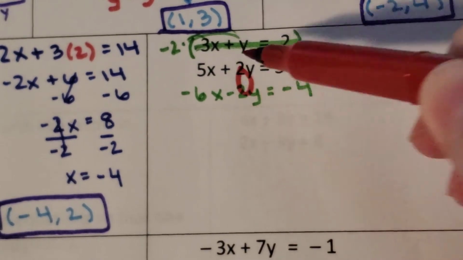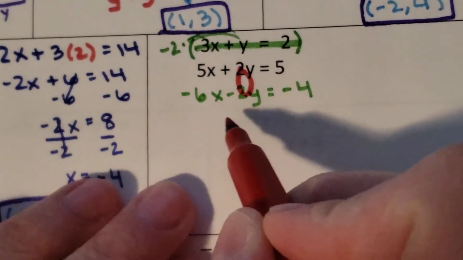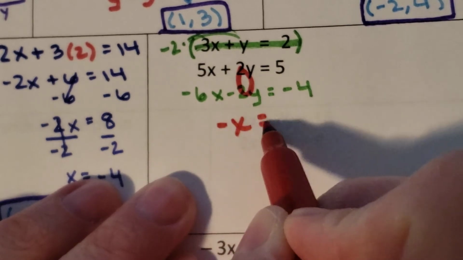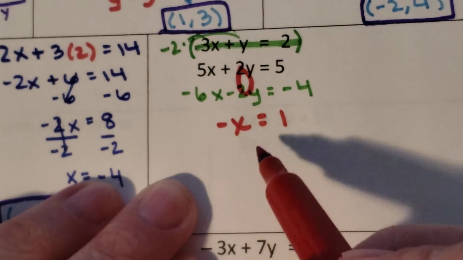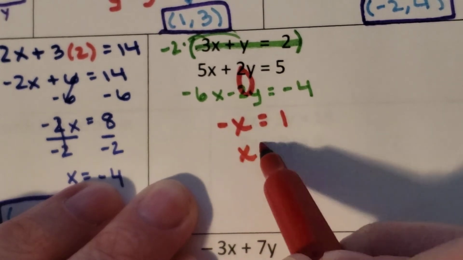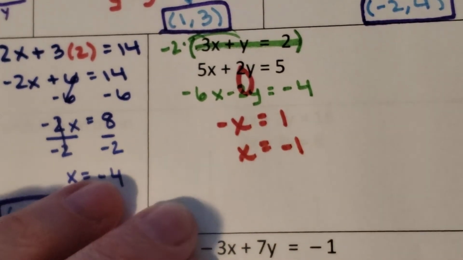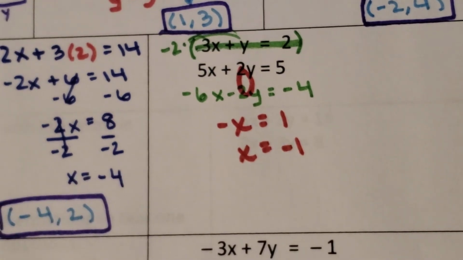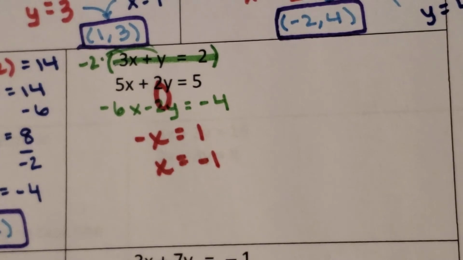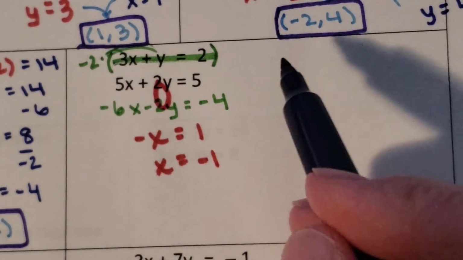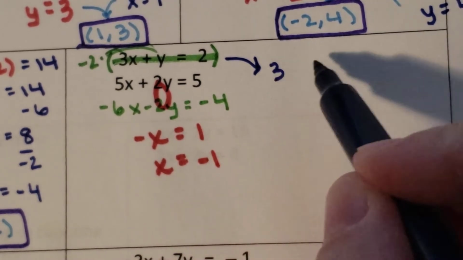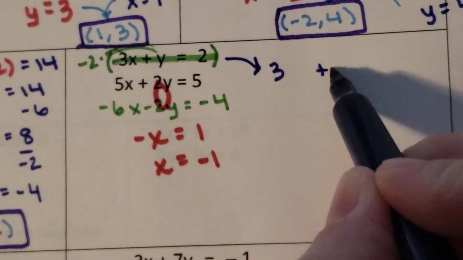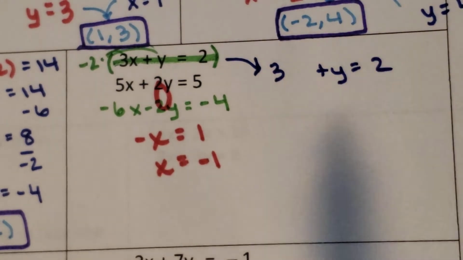2 minus 2 is 0. So I'm left with 5 minus 6y is negative y equals 5 minus 4 is 1. And we know when we get a variable that's negative as a result, we can multiply each side by a negative 1, or flip the signs on both. And now I can substitute that x into one of the original equations. I'm going to pick this top one even though I crossed it out. Instead of 3 x's, I'm going to say 3 negative 1's plus y is 2.